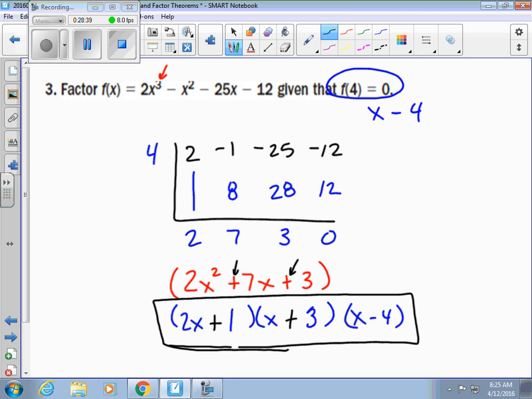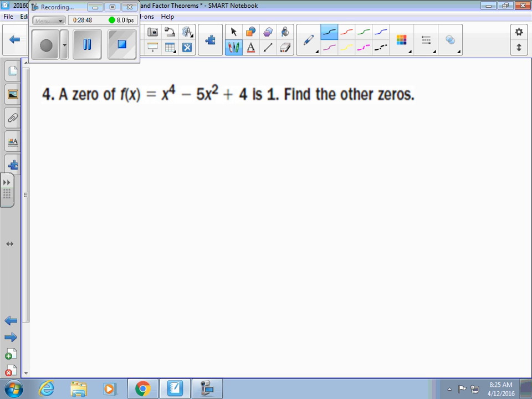That was for f of x equals 2x cubed minus x squared minus 25x minus 12, given that f of 4 is 0. And then the last one says 0 of f of x equals x to the 4th minus 5x squared plus 4 is 1. Find the other zeros. Again, quickly when you look at this, you need to notice that it skips x to the 3rd power. So you're going to need to add in a 0 as a placeholder. It says the 0 is 1. So what that's saying is that you're going to divide by 1. But the factor is the opposite, x and negative 1. That's the factor right there, x minus 1.